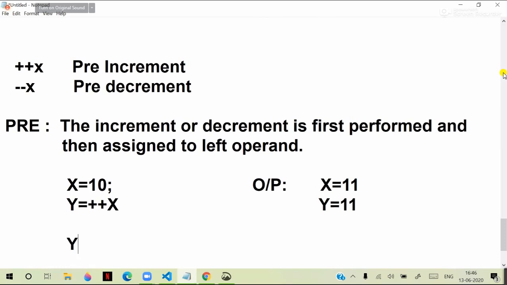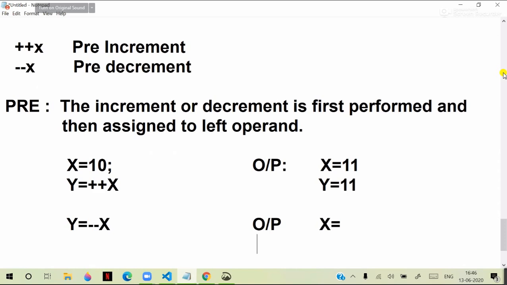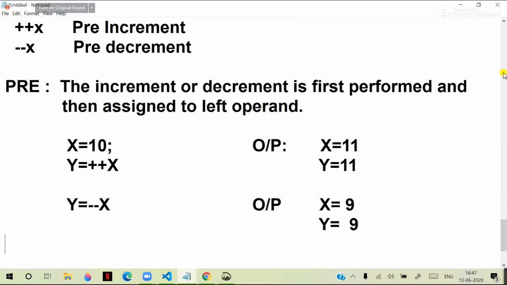Suppose I write Y equals --X. Now tell me what is the output? How much is X value? How much is Y value? I think now you understood, right? X and Y values both will be 9. Good. So you understood what pre-increment and post-increment operations are.